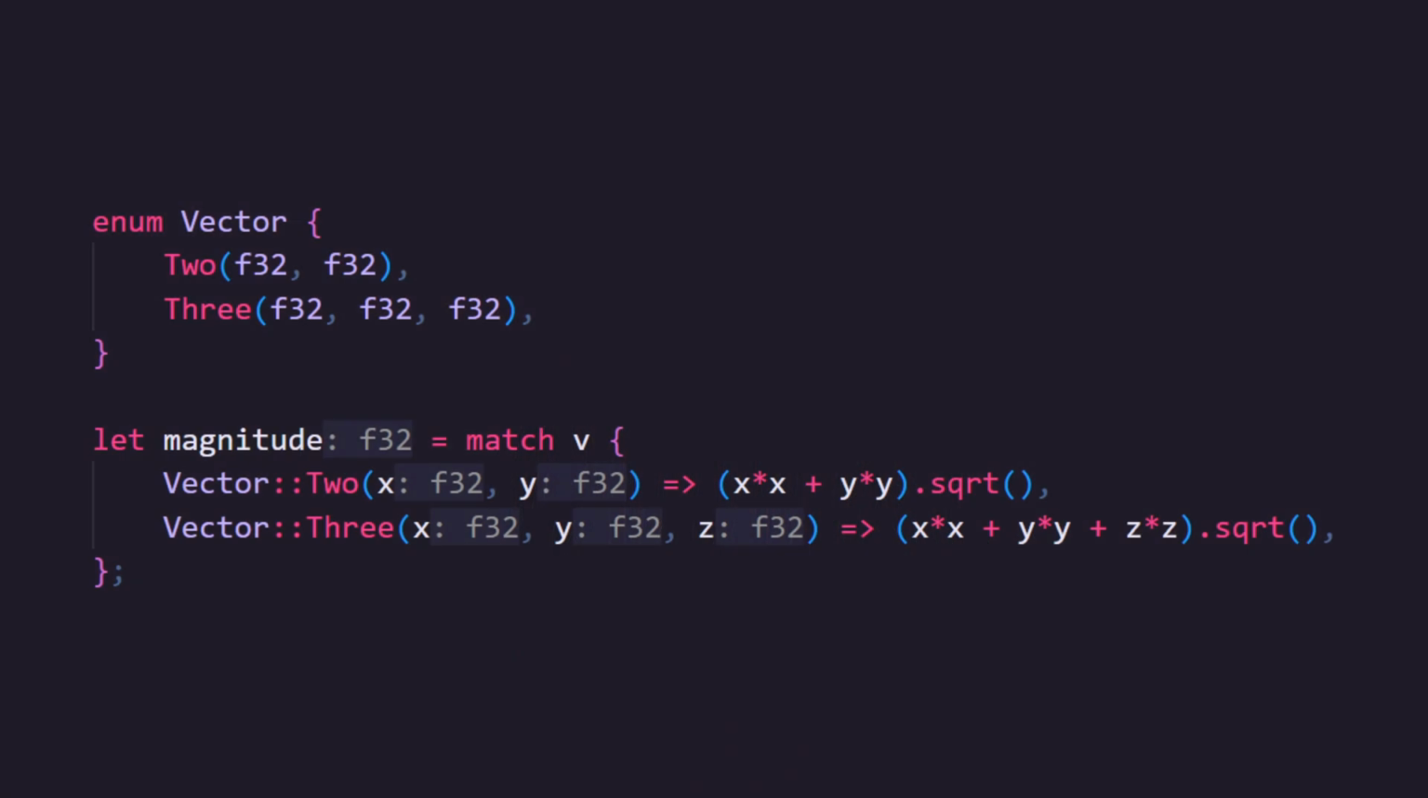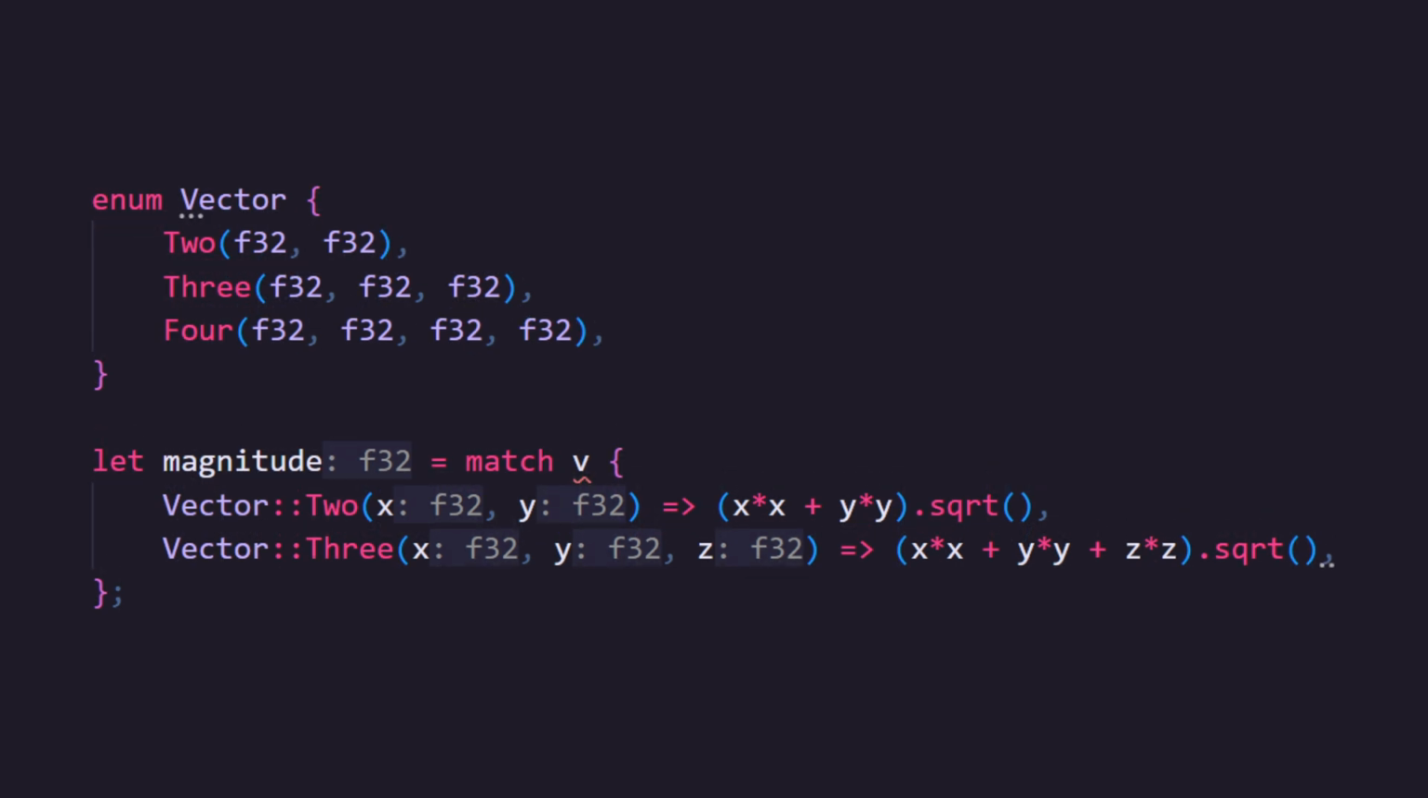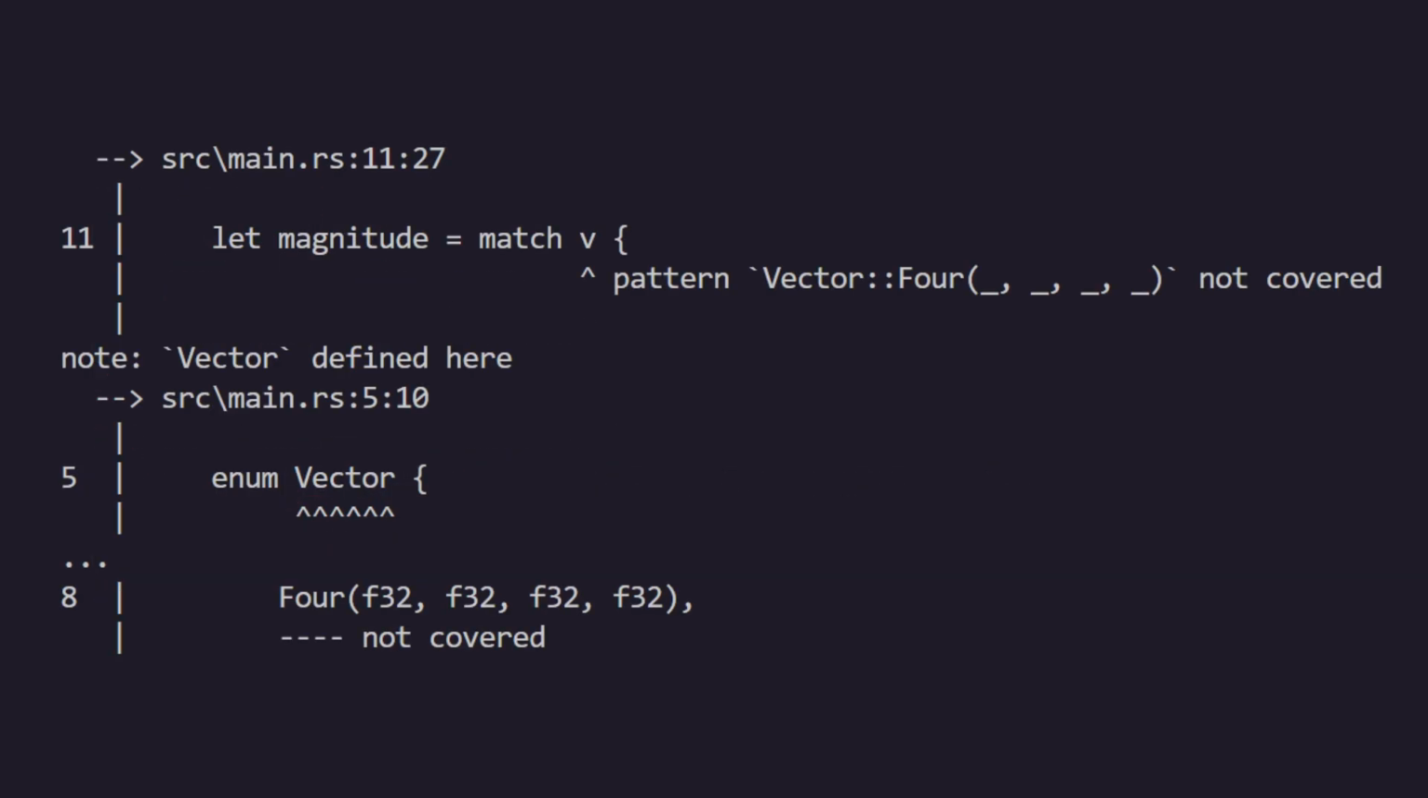Let's look at our vector example again. First of all, you can see that this is much cleaner than having lots of if-lets. We can also use match as an expression. What happens if we add another variant to the enum though? Well, that match statement will see that not every case is handled and cause a compile error.